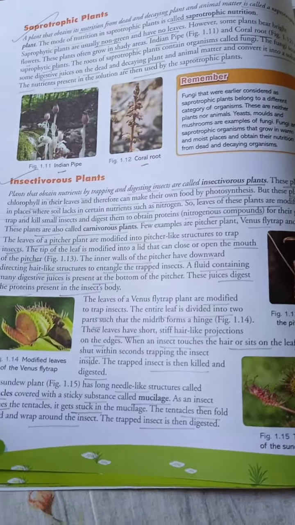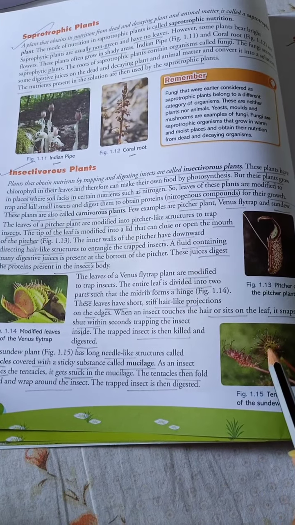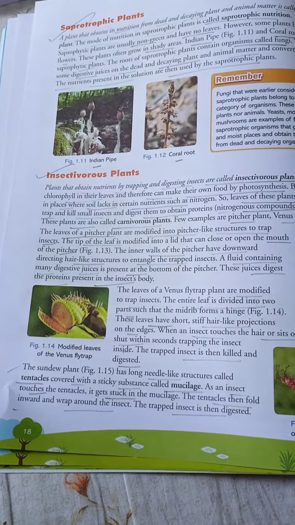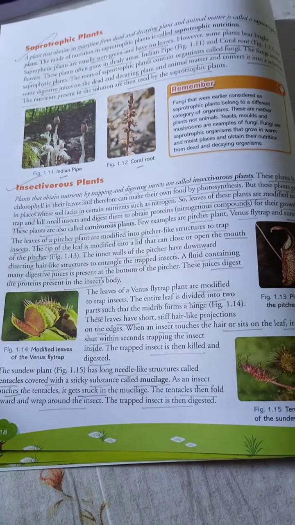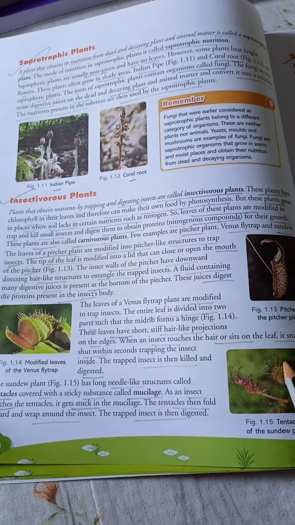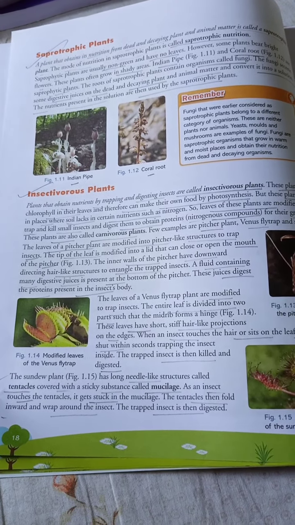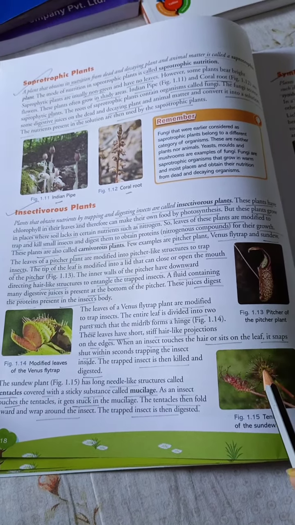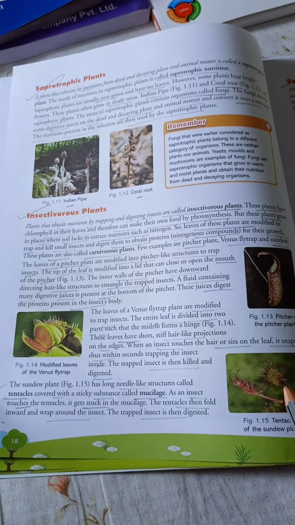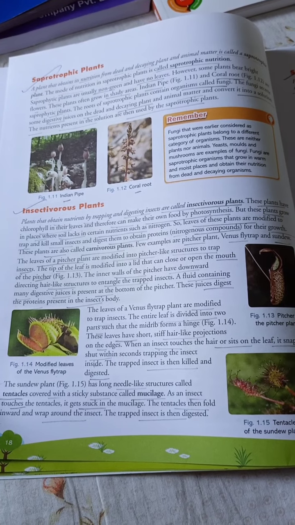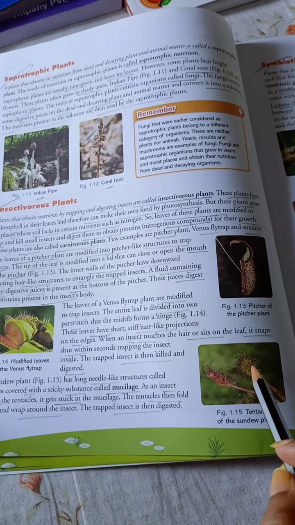Now the sundew plant. It has sharp needle-like structures on the body, and it gets sucked in the mucilage. The sticky portion is called mucilage. When an insect touches the tentacles, it sucks the mucilage. The tentacles then fold inward and wrap the insect inside. The trapped insect is then digested.